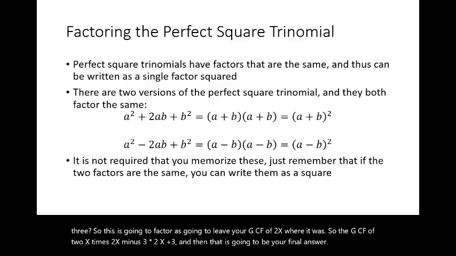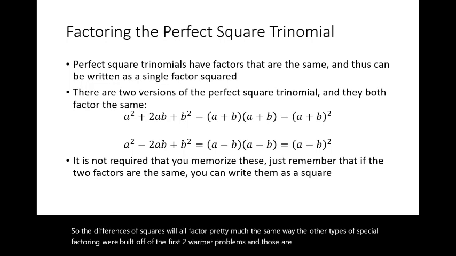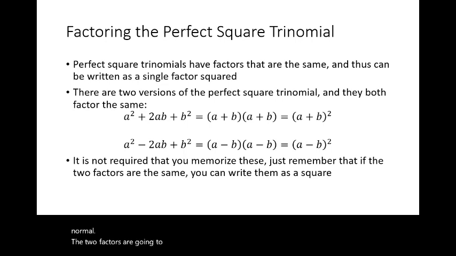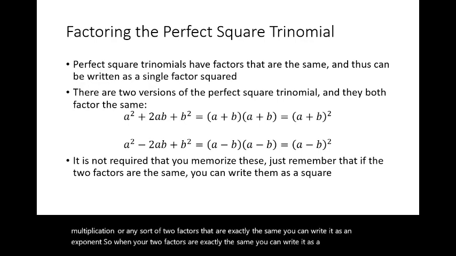So the differences of squares will all factor pretty much the same way. The other types of special factoring were built off of the first two warm-up problems, and those are what are called perfect square trinomials. In a perfect square trinomial, when you factor, and you're going to factor it like normal, the two factors are going to be exactly the same. And when you have any sort of repeated multiplication or any sort of two factors that are exactly the same, you can write it as an exponent. So when your two factors are exactly the same, you can write it as a single factor squared.